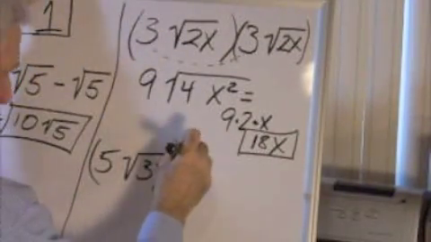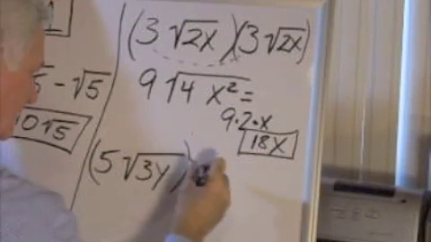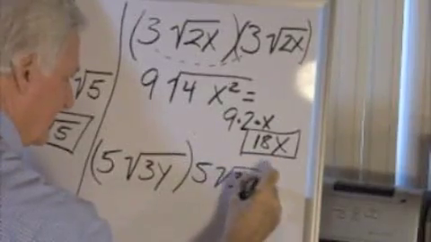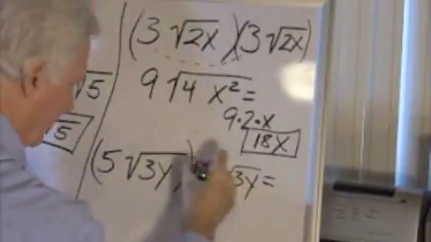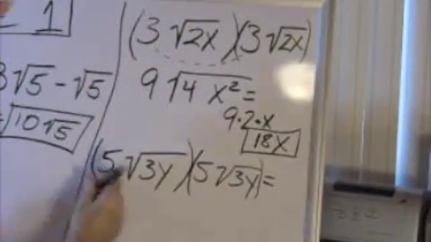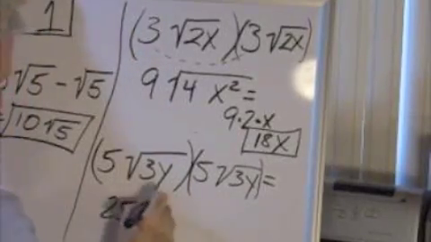Same way here. You go right ahead, put your 5 radical 3y. Now my writing is terrible. I agree. I'm just scratching it out right now. The 5 times 5, that's right, you knew that.